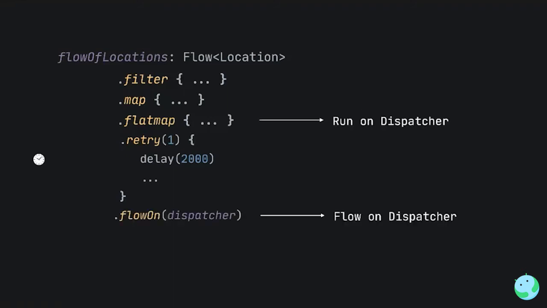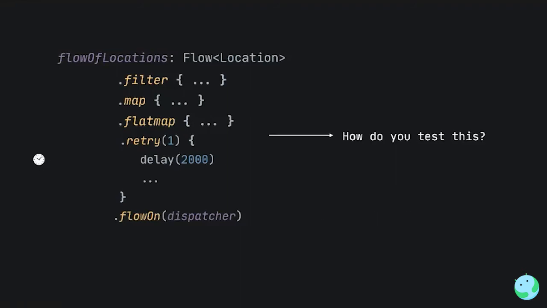When you set up this flow, you could also set it up to run everything, including the retries, on a specific dispatcher. So flowOn will execute everything upstream, basically the retry, the flat map, the filter, on a specific dispatcher that you could inject, that you could give it. So how do we test this?